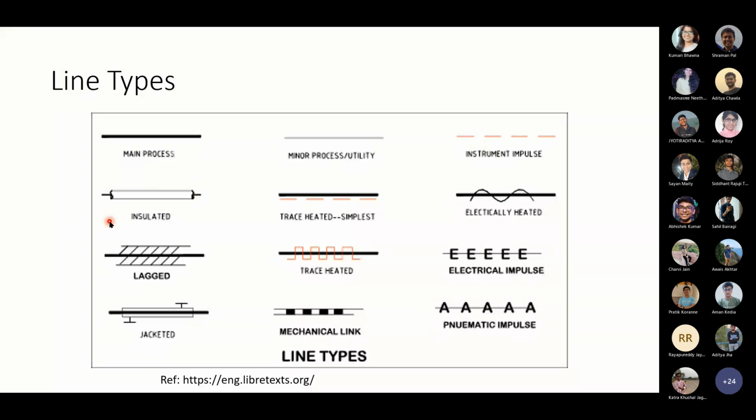If this pipeline is insulated, that will be represented in this way. If the pipe is insulated, because sometimes you are sending steam from a boiler to the reactor. Let's say you are sending steam from a boiler to the reactor. That steam pipe has to be insulated. If you don't insulate, what will happen? The steam will get condensed. So for such lines where you pass steam or hot fluid that you don't want to cool, we will use insulated lines. Such symbols are used to represent the insulated lines.